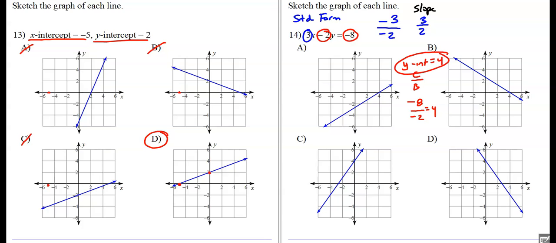So y-intercept of 4, slope of 3/2, let's do it. Well, you don't have a y-intercept of 4. You don't have a y-intercept of 4. You do, and so do you. So I now need to look at the slope. Well, the slope is positive, up 3, right 2. And so that must be this line, up 3, right 2. This line's negative. So the correct answer is C.